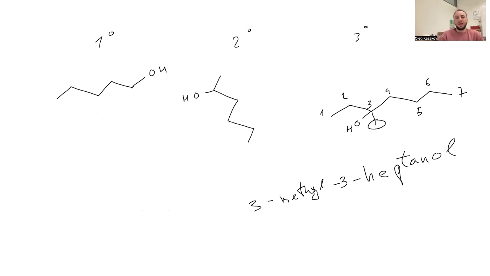So these are some names. This one is 2-hexanol. This one is 1-pentanol. That's pretty straightforward, right? This is a little bit more complicated. I just wrote it out. So now 3-methyl, 3-heptanol. Now let's take a look at the classification of alcohols, right? They can be primary, secondary, tertiary. These are your examples of those respective classes of alcohols.